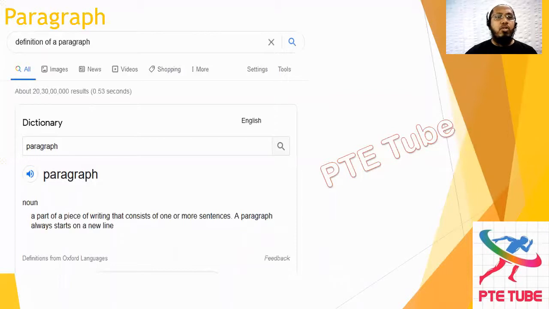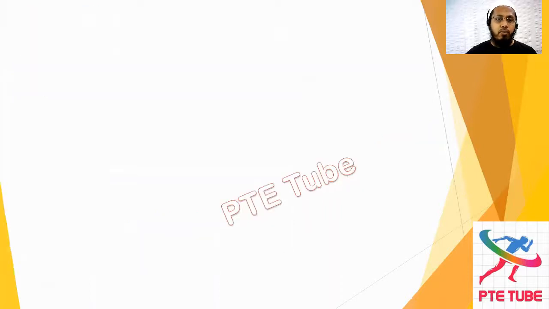First of all, the definition of a paragraph. This is the definition that can be found on Google. According to it, a paragraph is one which has a couple of sentences. To solve this task, we first need to understand the sentence structure, how a sentence is formed, and how one sentence is connected with another sentence. These are a few things that we need to take care of. We'll discuss them.